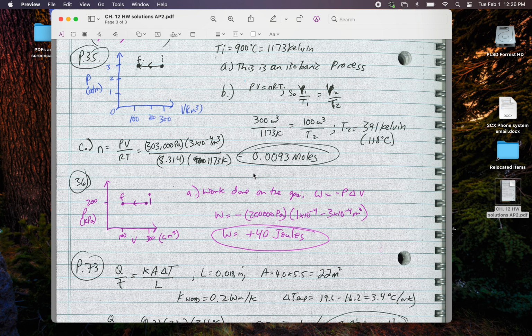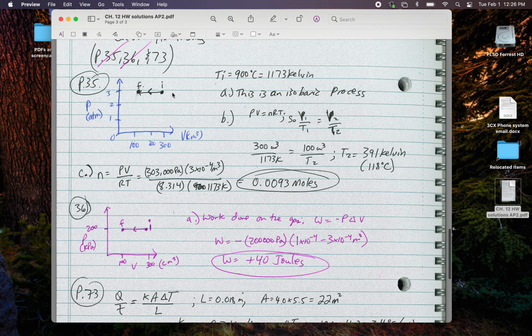And then to figure out the number of moles in this, we're just going to use n equals PV over RT, 0.0093 moles. And that can be at either one of these locations as long as you don't mix and match. In other words, pick an initial or a final location, use all the data for that.